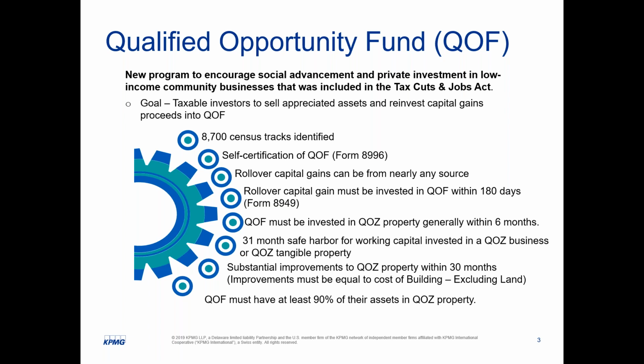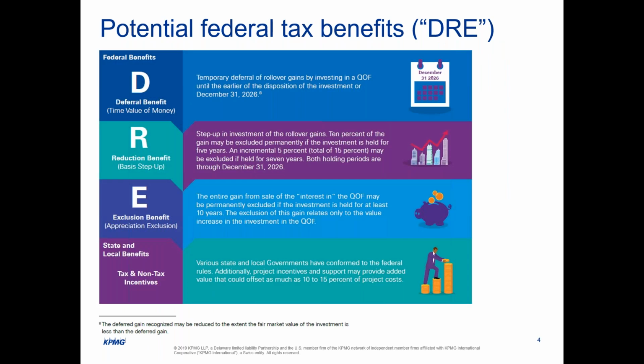Absolutely. Why don't we flip to the next slide, which really starts to talk about the benefits, and we have characterized the benefits into 3 large categories, and we call them DRE. The deferral benefit, which is really time value of money, the reduction benefit, which is this basis step up, and the exclusion benefit, which is the appreciation exclusion. So let me take you through exactly what I mean by DRE.